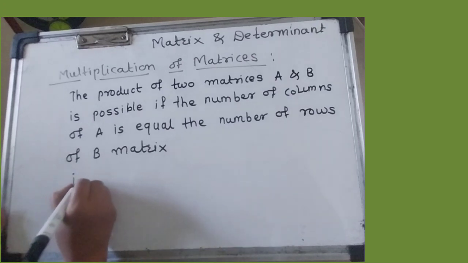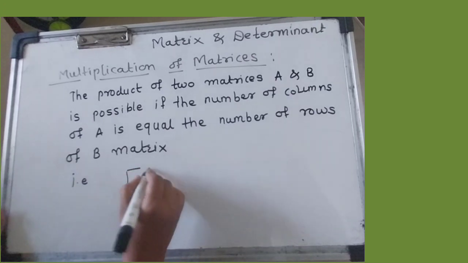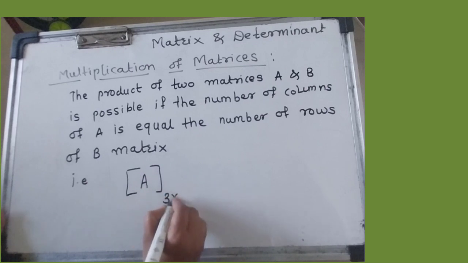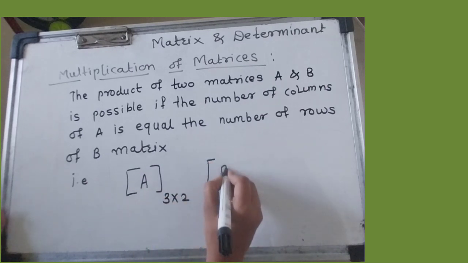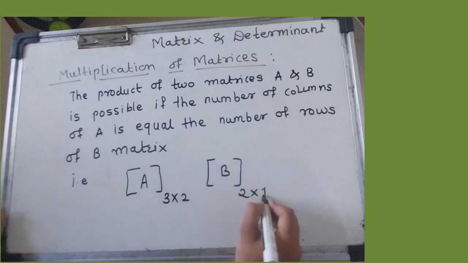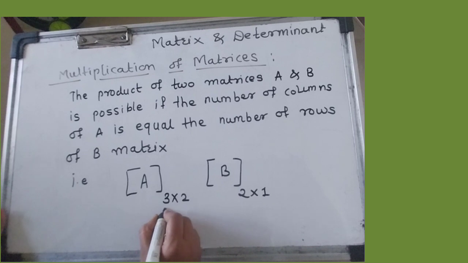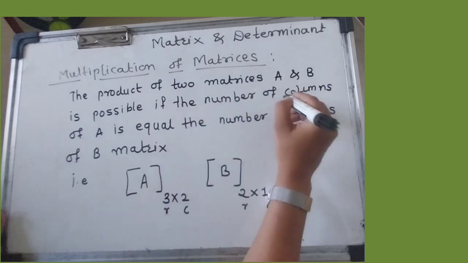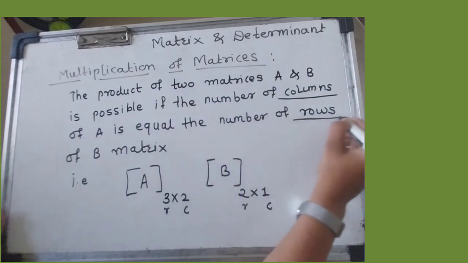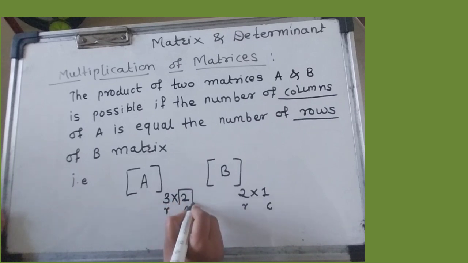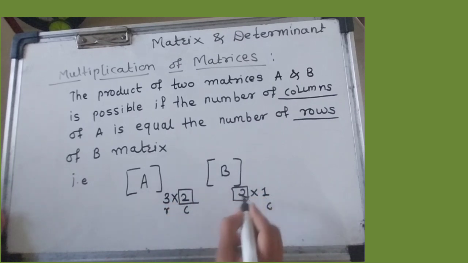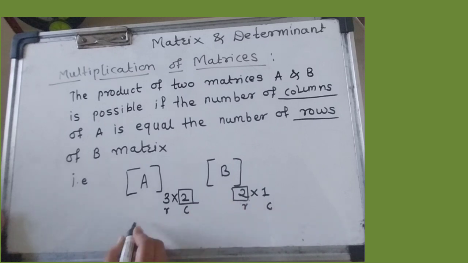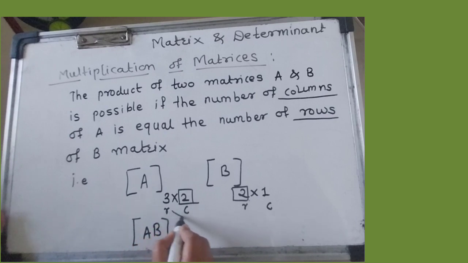Suppose A matrix is 3 by 2 and B matrix is 2 by 1. See here, this is my row, this is my column, this is my row, this is my column. What is the condition here? Number of columns of A is equal to number of rows of B. Then only the product is possible. Then product AB is possible. And what is the order of the resultant matrix? It is 3 by 1.